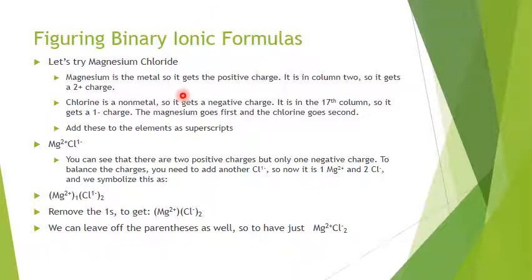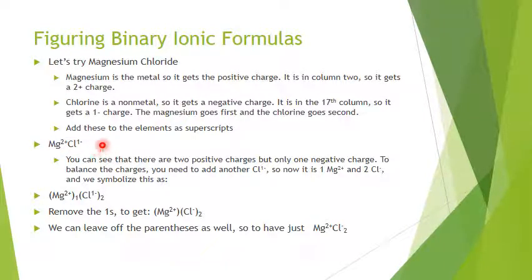Magnesium is a metal, so it gets a positive charge, and it's in column 2, so it gets a 2 plus charge. So what you do is write out Mg2+. Chlorine is a nonmetal, so it gets a negative charge, and it's in the 17th column, so it gets a 1 minus charge. So you write that up. This is your starting point.